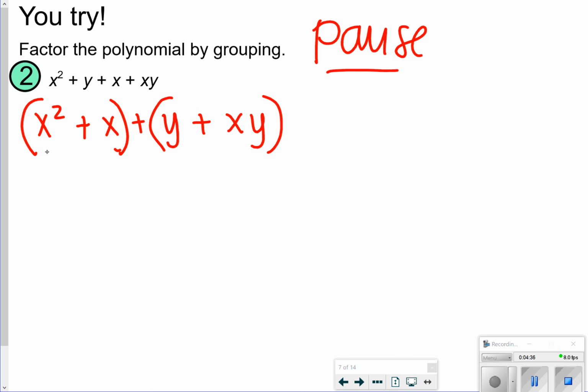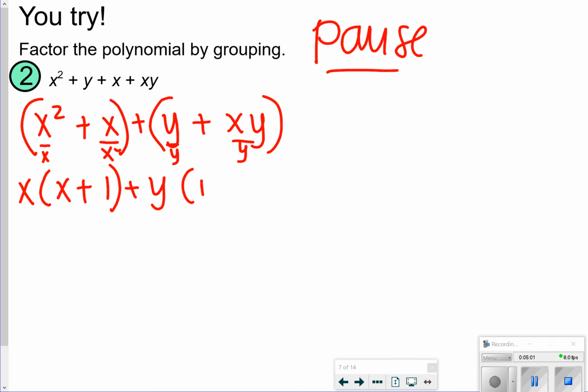The first set, x squared plus x, has an x in common. They both can be divided by x. That's the greatest common factor. X squared divided by x is just x, and x divided by x is 1. Then I'm going to come over here. My common factor between y and xy is going to be y. So if I divide both of these by y, I'm going to get 1, y divided by y, and then xy divided by y is just going to give me x.